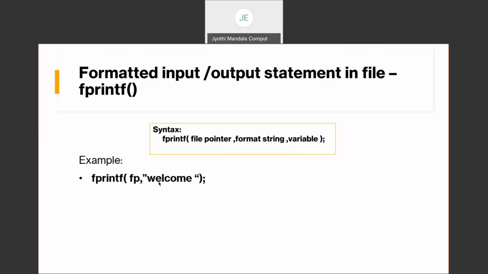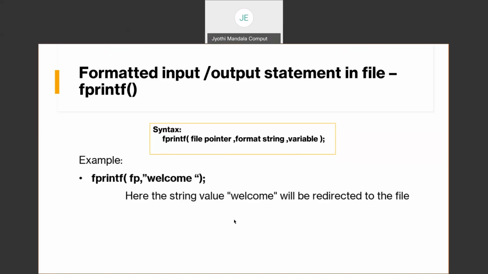So if you want to write into the file only a string called welcome directly, then you need to use fprintf and write down the file pointer. That means fp will be pointing to one file, and that file should be open in write mode because we are going to write this data into that file. So directly the string has been given, so no need to specify the format specifier and variable. Directly the data has been given. So welcome will be written into that file which is pointed to by the file pointer fp.